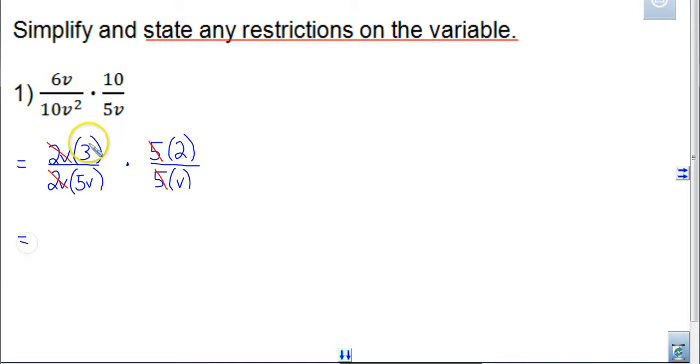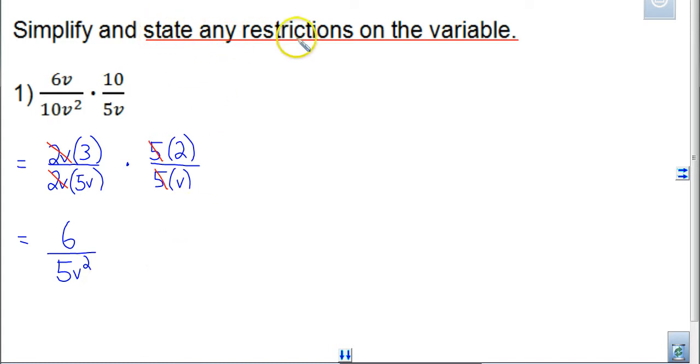Alright, so now I have two rational expressions that I'm going to multiply. I can multiply across the top, 3 times 2 is 6, over 5v times v, which is 5v squared. Now, if this is my final answer, I'm going to take a look at it and think, can I reduce it any more? But there's nothing in common between 6 and 5v squared, so I have to leave it like that.